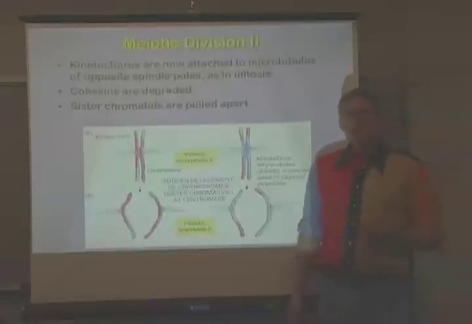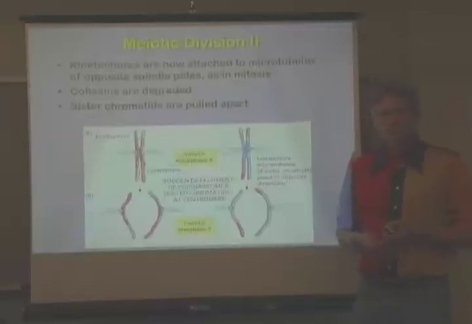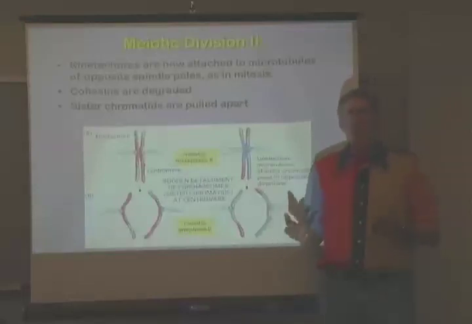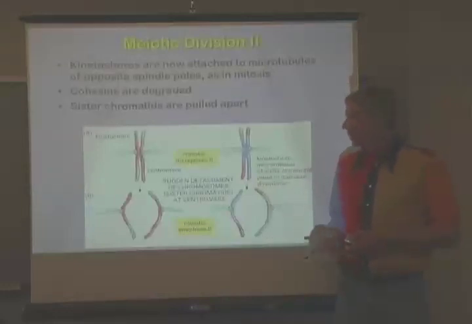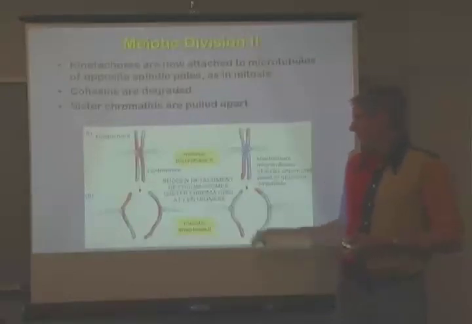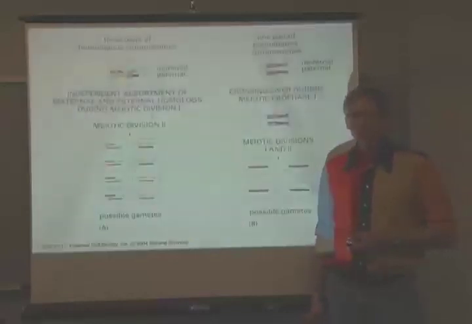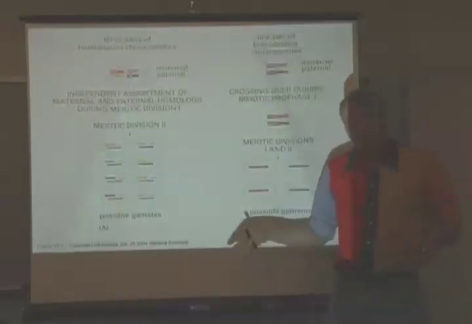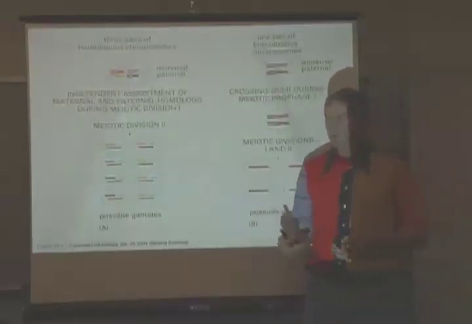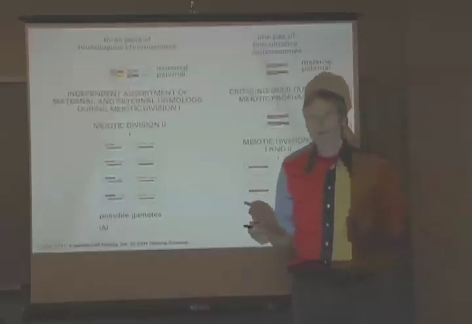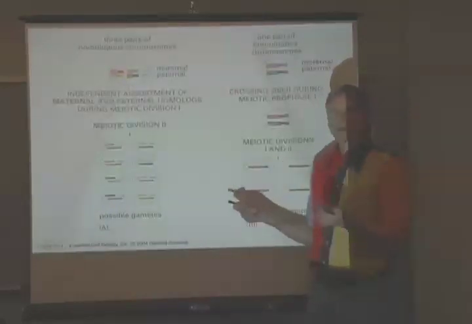Then, during meiotic division 2, the kinetochores are attached to microtubules of opposite spindle poles, as in mitosis. Cohesins are degraded, as in mitosis, and the sister chromatids are pulled apart. But there's only one per cell instead of two. Okay? And again, you might have bits from crossover being shuffled around. So, crossover can shuffle the DNA on individual chromosomes. Individual chromosomes can also be sorted in different combinations.